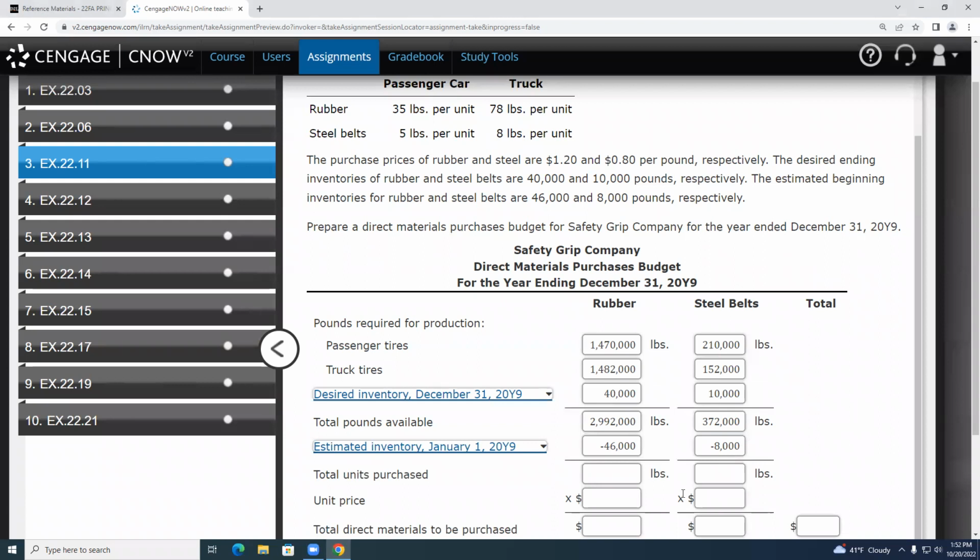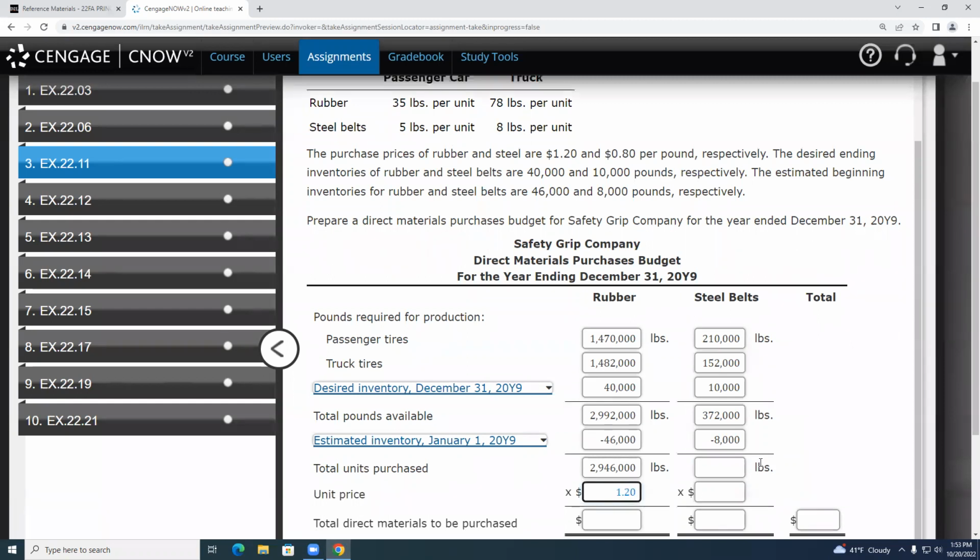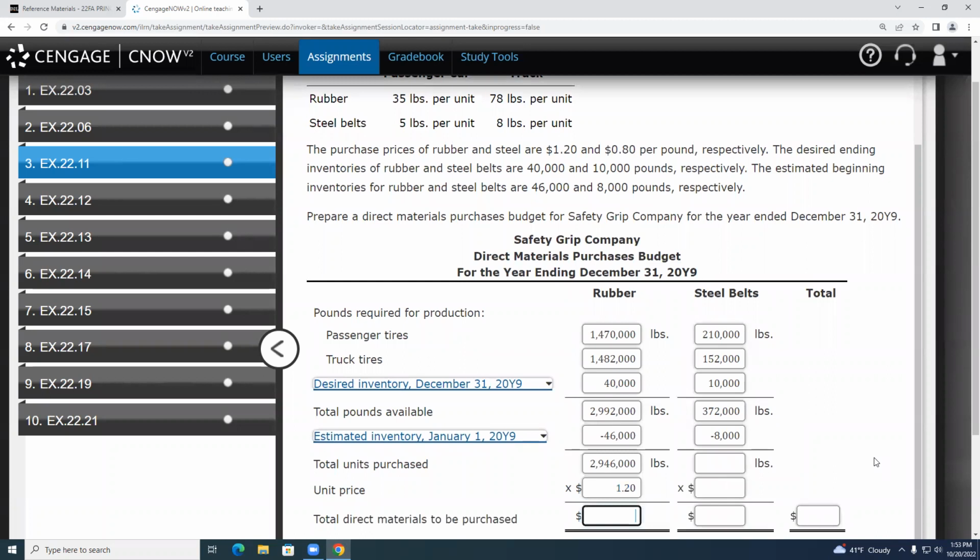Okay. So if it helps you to remember to subtract that estimated beginning inventory, you certainly can put the negative sign there. So we need to have about 3 million pounds available throughout the month, but 46,000 pounds we are already expecting to have at the beginning of the month. And so we will need to purchase 2,946,000 pounds of rubber. And we expect to spend $1.20 per pound of rubber.